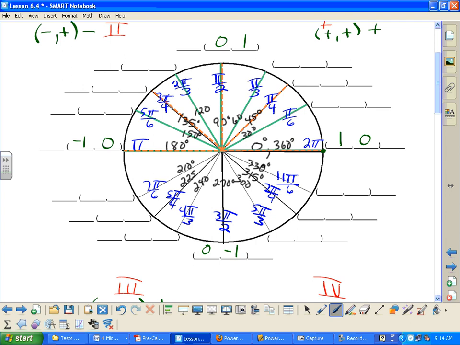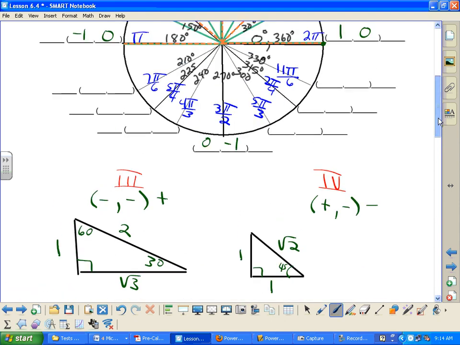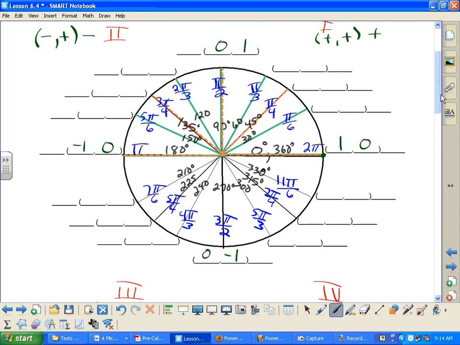Okay, so let's go to 30 degrees. So we look at this 30, 60, 90 right triangle. The cosine of 30 degrees is the adjacent over hypotenuse, so square root of 3 over 2. The sine of 30 degrees is opposite over hypotenuse, 1/2. So we have x is square root of 3 over 2, y is 1/2.